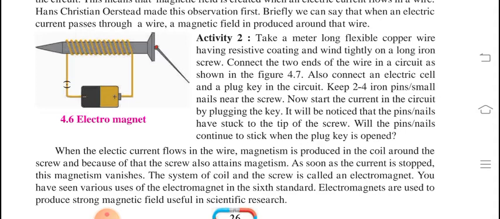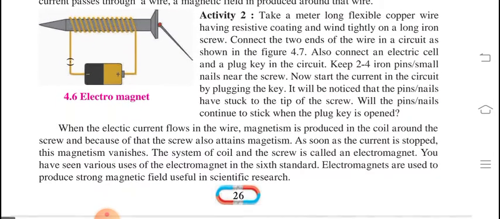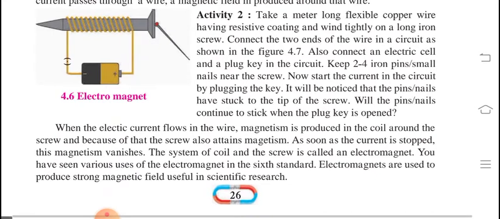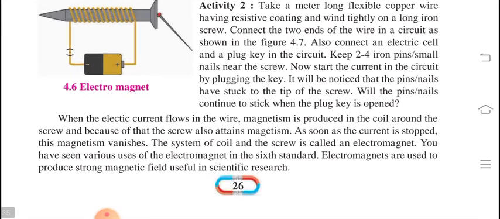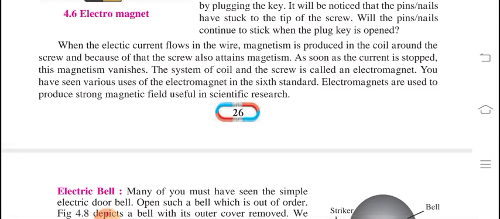If you switch off the circuit, what will happen? The magnetic field is not there, because when the current is flowing through the circuit, the magnetic field is created. If the current is not there, then the magnetic field is also not there, hence the pin will not stick over there. When the electric current flows in the wire, here is the explanation.